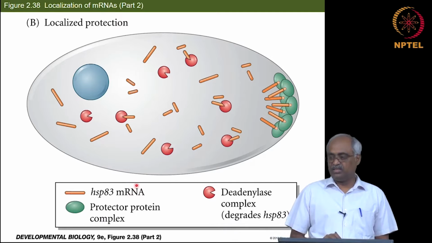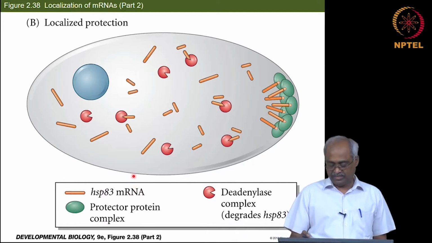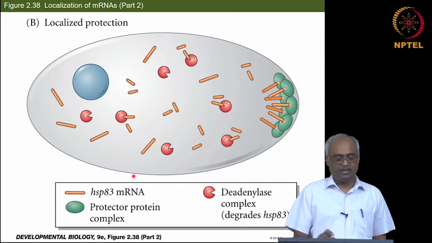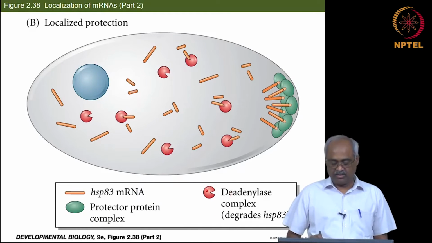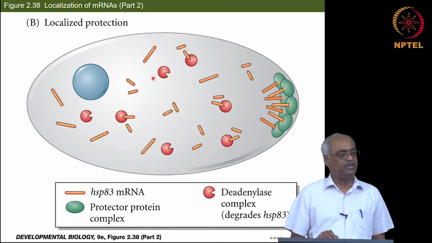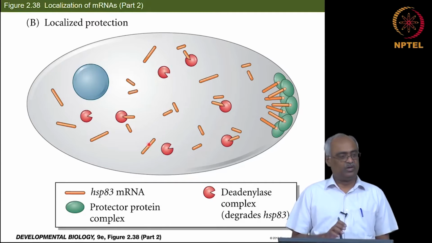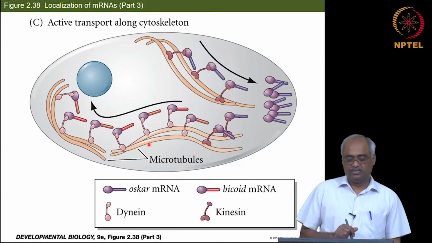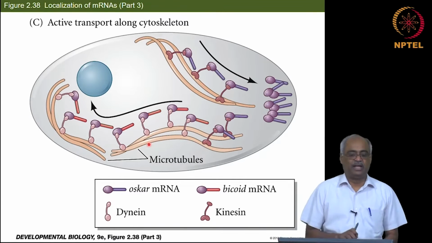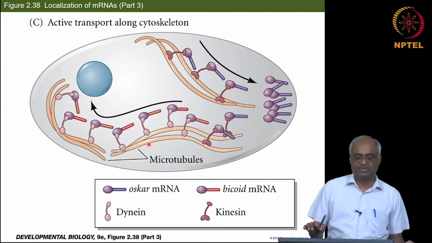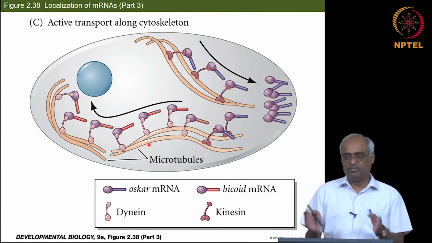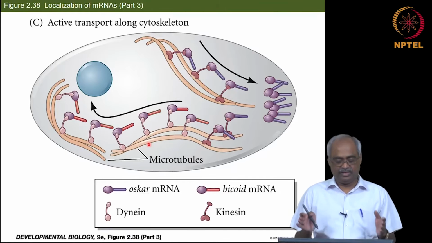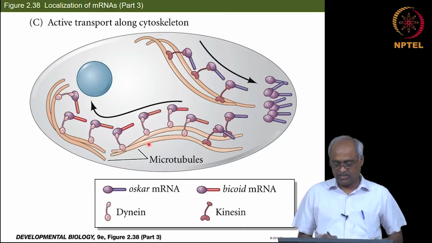And another example we are going to see is again from Drosophila itself, this HSP83 mRNA that is protected from degradation only when it is in the posterior. In other places the deadenylase complex is going to bind and that is going to degrade the RNA, okay, localized protection. A third aspect of this is transport of mRNA, okay. So, again these are all from the Drosophila embryo itself. So, in oocytes we are looking at.